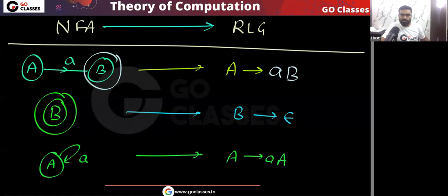I hope all these points are clear. Very simple. All these points are quite simple. Now let's move on. Let's see how to convert this NFA to right linear grammar. This is the question. Convert this M to right linear grammar. Okay, so do this conversion. Tell me what you will get.